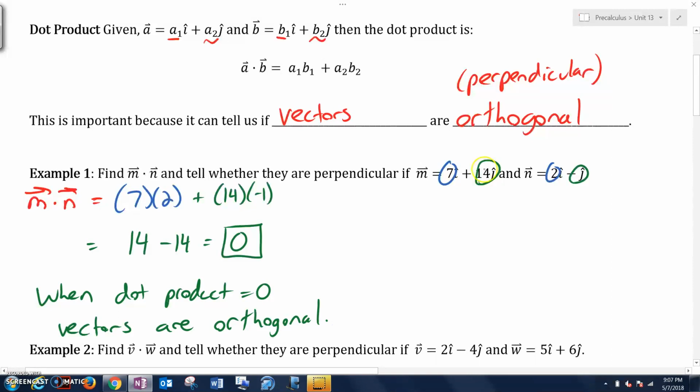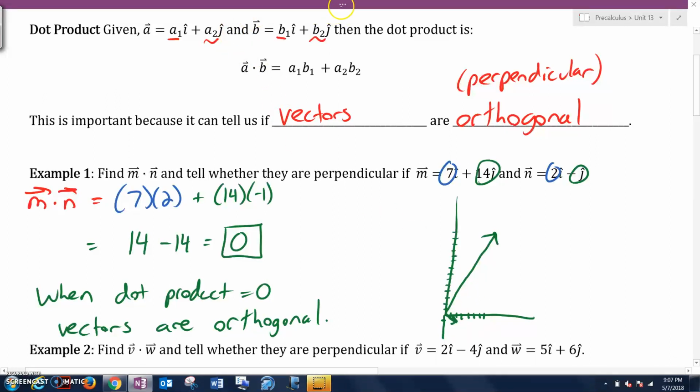And you can see that too if you graph the vectors. And if you try to make the tick marks pretty accurate, even though that's tough, that would be vector m, 7 to the right and 14 up, and vector n goes 2 to the right and 1 down, which is right here. And if you look at that, those vectors do make a right angle.